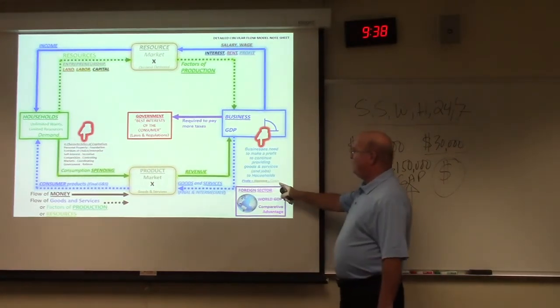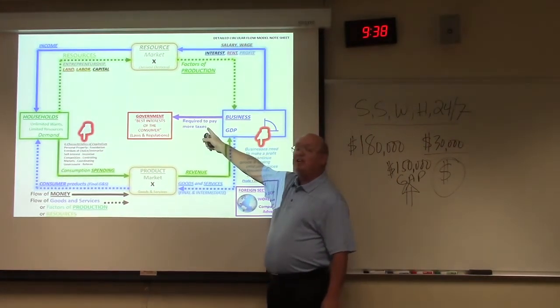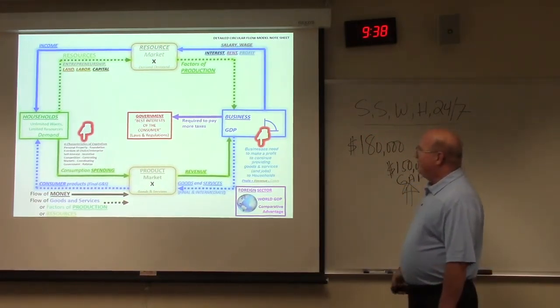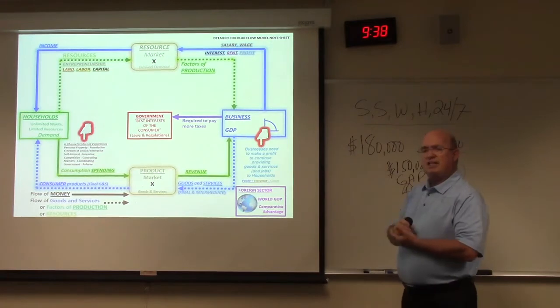Profit equals revenue minus cost. This just increased the cost to the business. So, the cost goes up. What's the first thing the business has done?